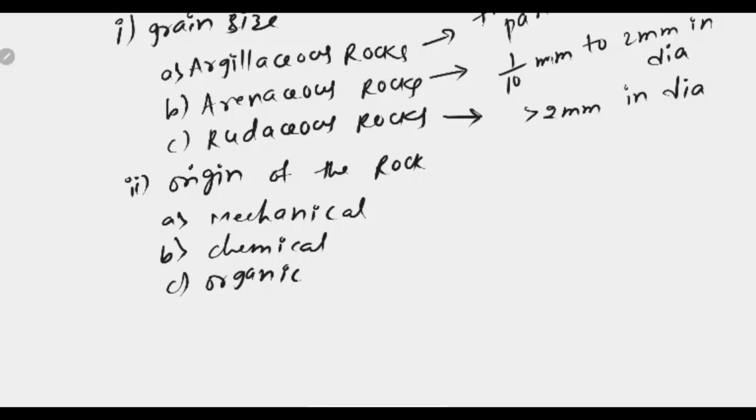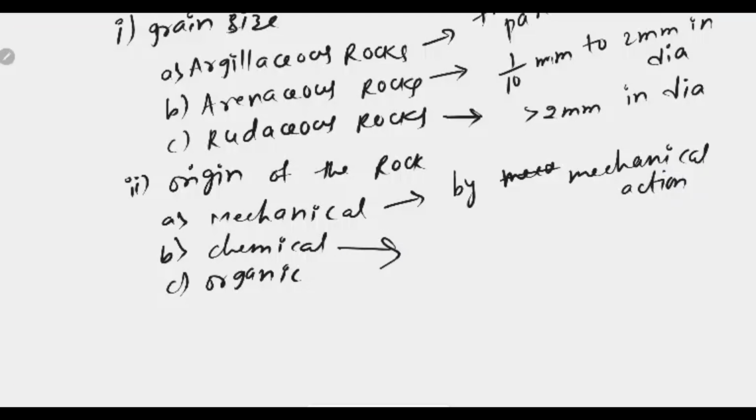In the mechanical origin, these rocks may be derived from pre-existing rocks by mechanical action, disintegration or deposition or consolidation by the denuding agents without any change in their chemical composition. Pre-existing rock by the mechanical action. In the chemical origin, the rocks are derived from pre-existing rocks by chemical action.